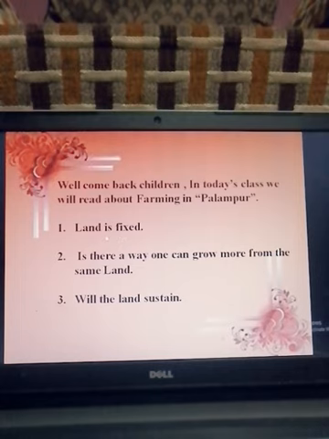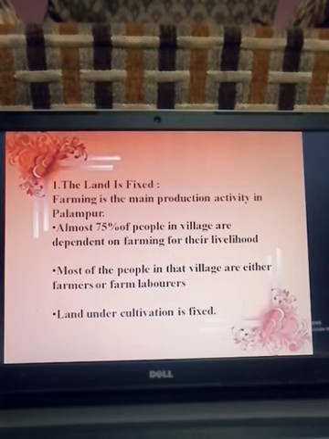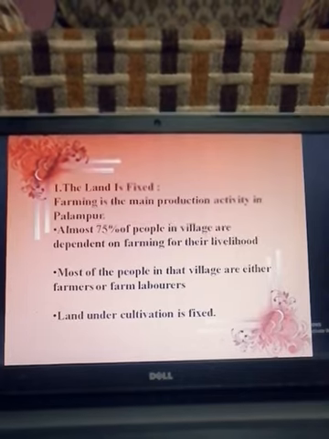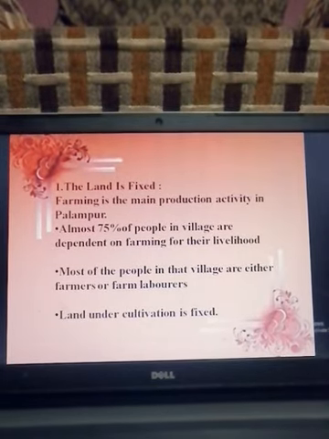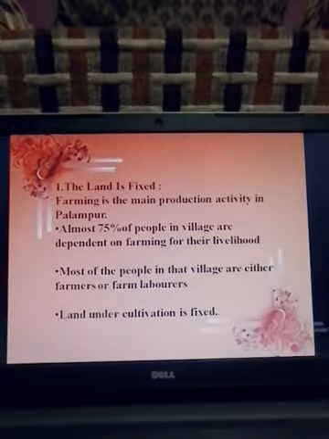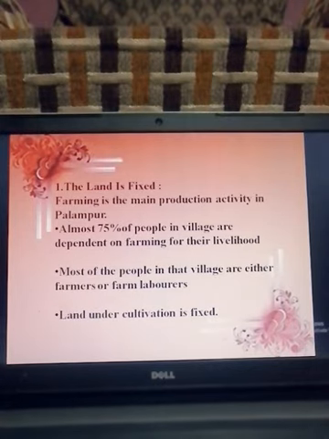So, if the land is fixed, how can one grow more crops in the same land? And if they grow, will that land sustain? These are the things we are going to discuss in today's class. So, the first one is the land is fixed. Why are we saying the land is fixed? Because the land which the farmers have is neither increased nor decreased. They have the same land. They don't have any option to increase their land. That is the reason we say the land is fixed.